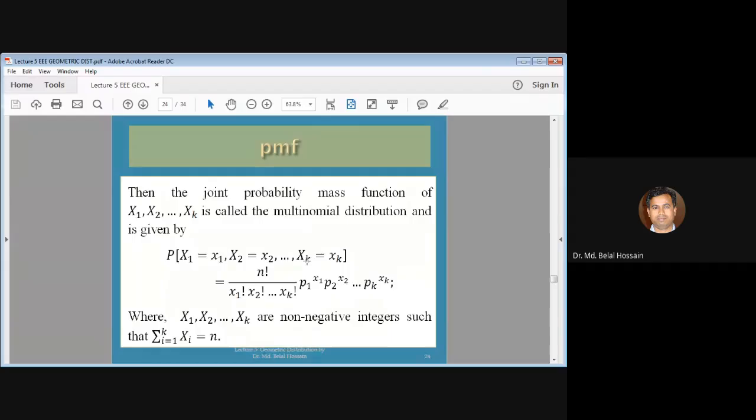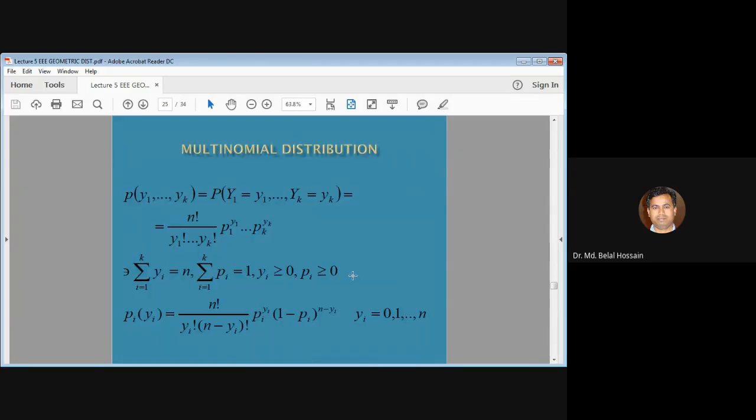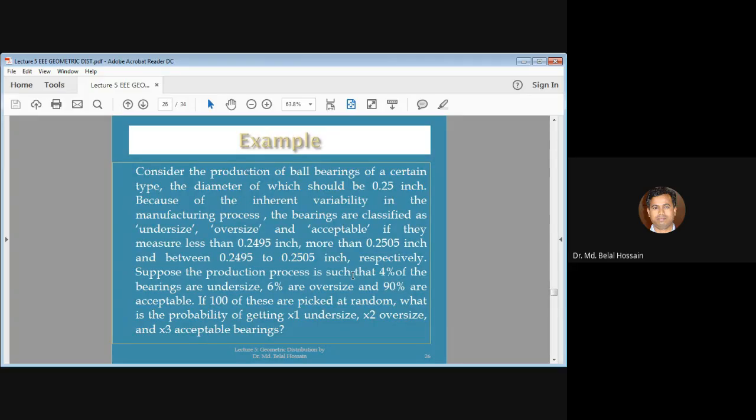Three possible outcomes, so we have to stop at 3, which equals n factorial, that means 100 factorial. n equals 100 is given in our problem. Divided by x1 factorial, x2 factorial, x3 factorial. Okay, these are all small x values. The value of p1 is given, 0.04 to the power x1, p2 is given, 0.06 to the power x2, p3 is given, 0.90 to the power x3. So that is the probability mass function for this problem. Okay, you got it?